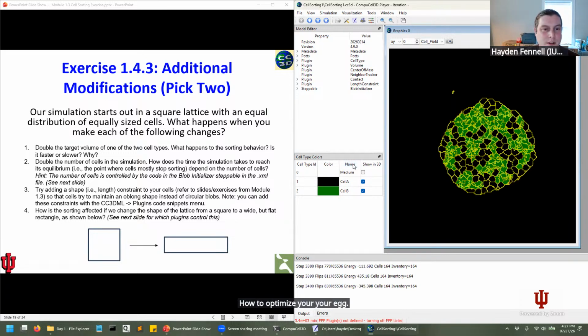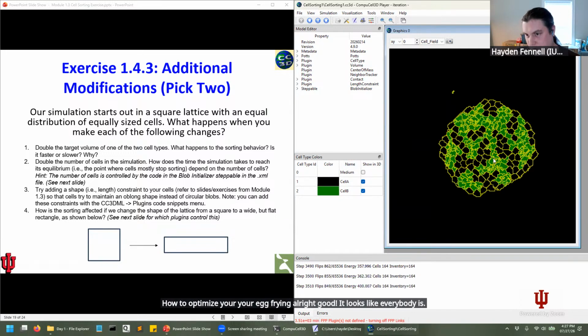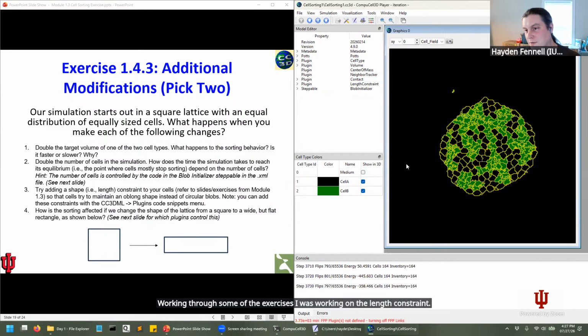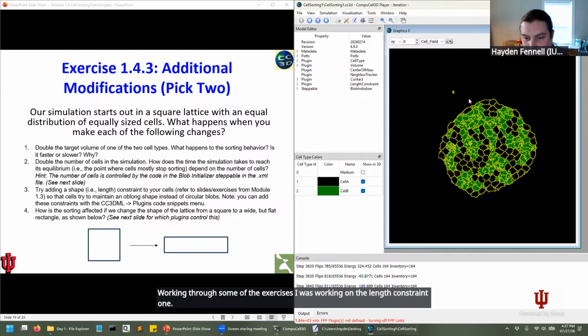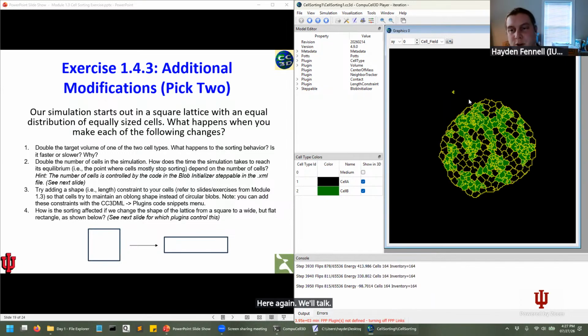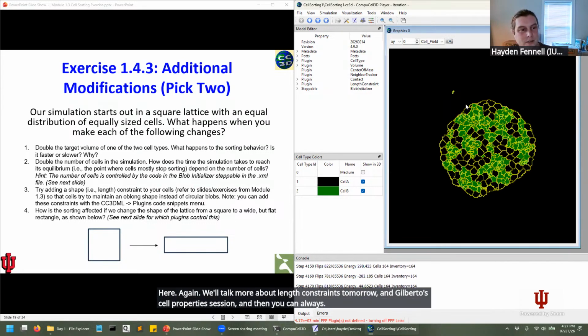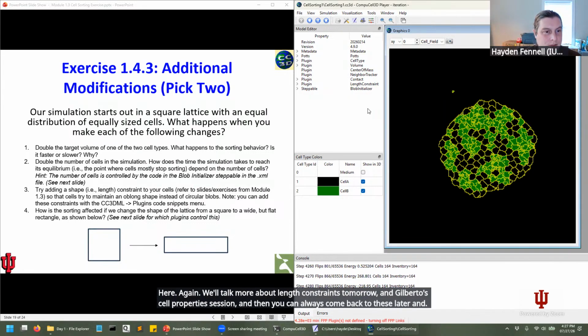All right, good. It looks like everybody is working through some of the exercises. I was working on the length constraint one here. Again, we'll talk more about length constraints tomorrow in Gilberto's cell properties session, and then you can always come back to these later and try them yourself.